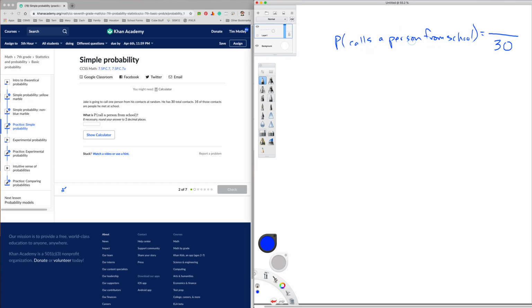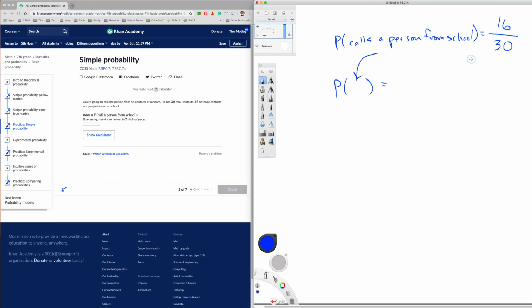And then up in the numerator, it's how many ways could this happen? How many ways could he call a person from school? Well, 16 of his contacts are people he met at school. So there's 16 different people he could call that would be somebody from school. So that's my numerator. So 16 over 30, 16 out of 30, that happens to reduce.